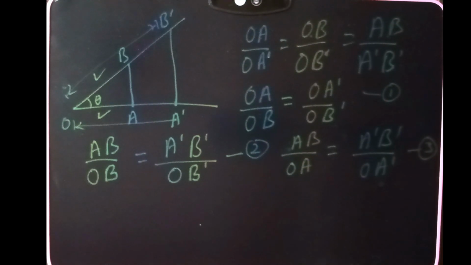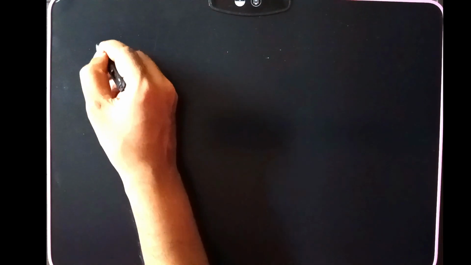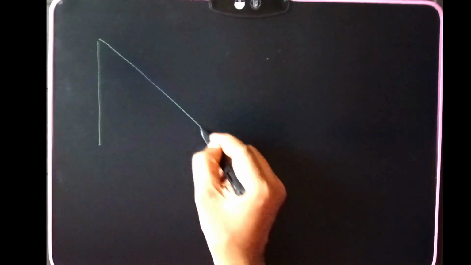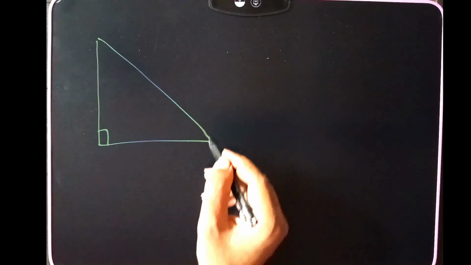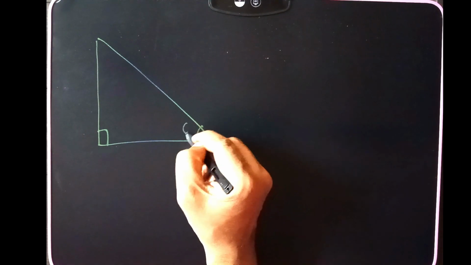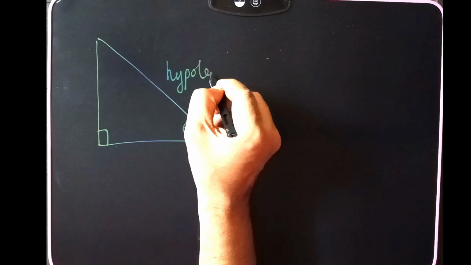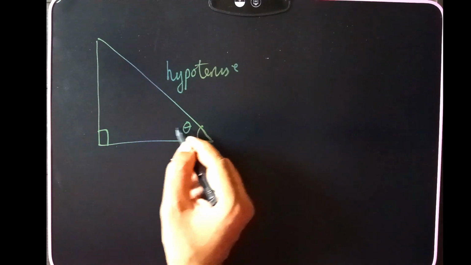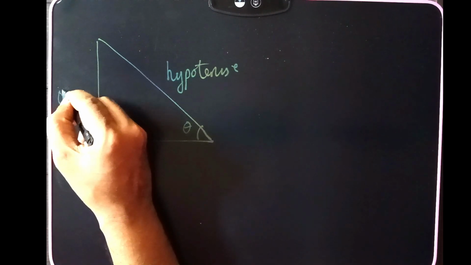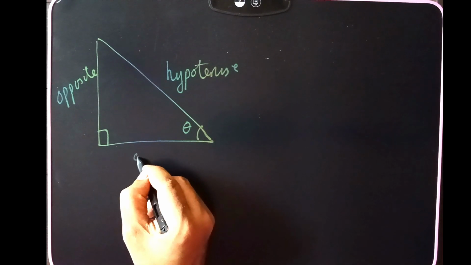So let us define the ratios of the right angle triangle now. We consider this as a right angle triangle, this is 90 degrees. This is angle theta, this is the hypotenuse, opposite to theta is the opposite side, and this is the adjacent side.